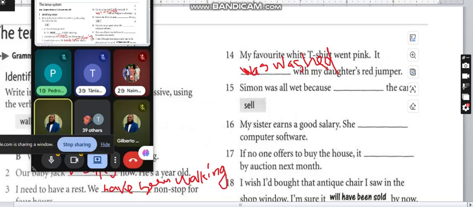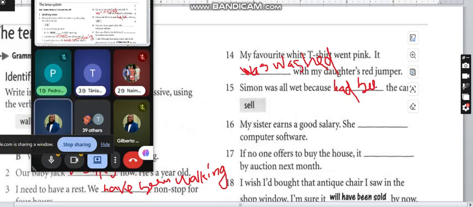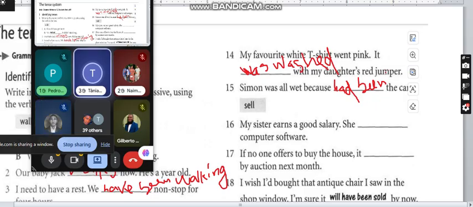Hello, Tanya. Can you just complete the full sentence? Simon was all wet because he had been washing the car. Okay, because he had been washing the car. So it's past perfect continuous. So he had been washing the car.